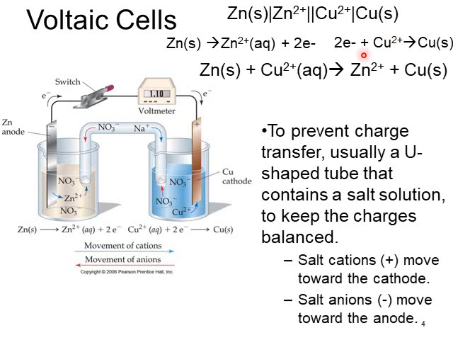Now, typically the anode is written on the left and the cathode is written on the right, but that's not always the case, so do make sure you read carefully, and I would write out these equations, balance them, and then write them into the overall equation.